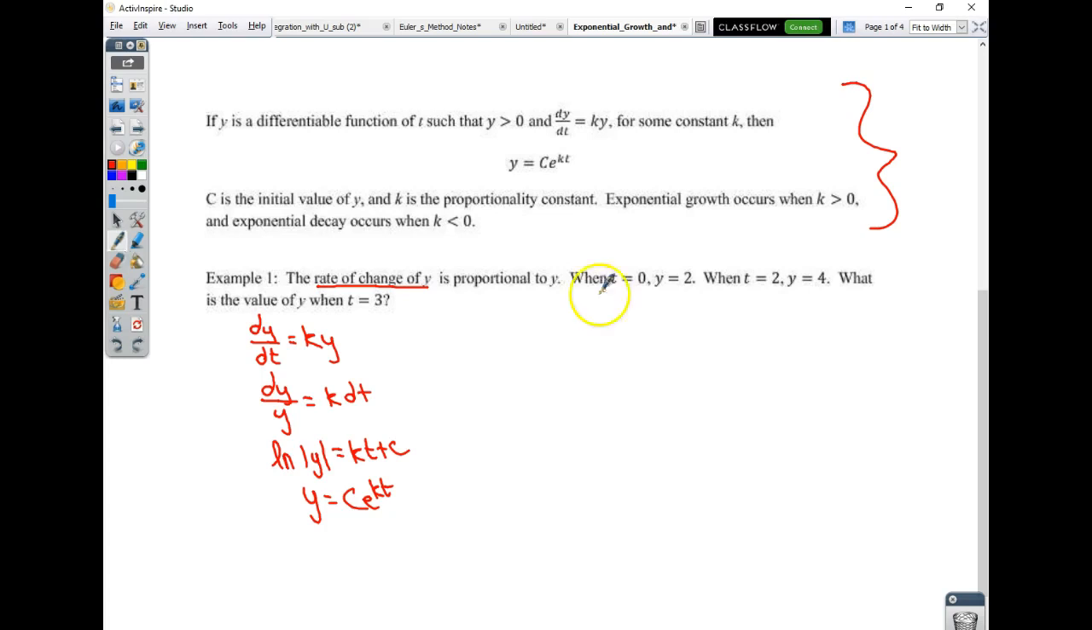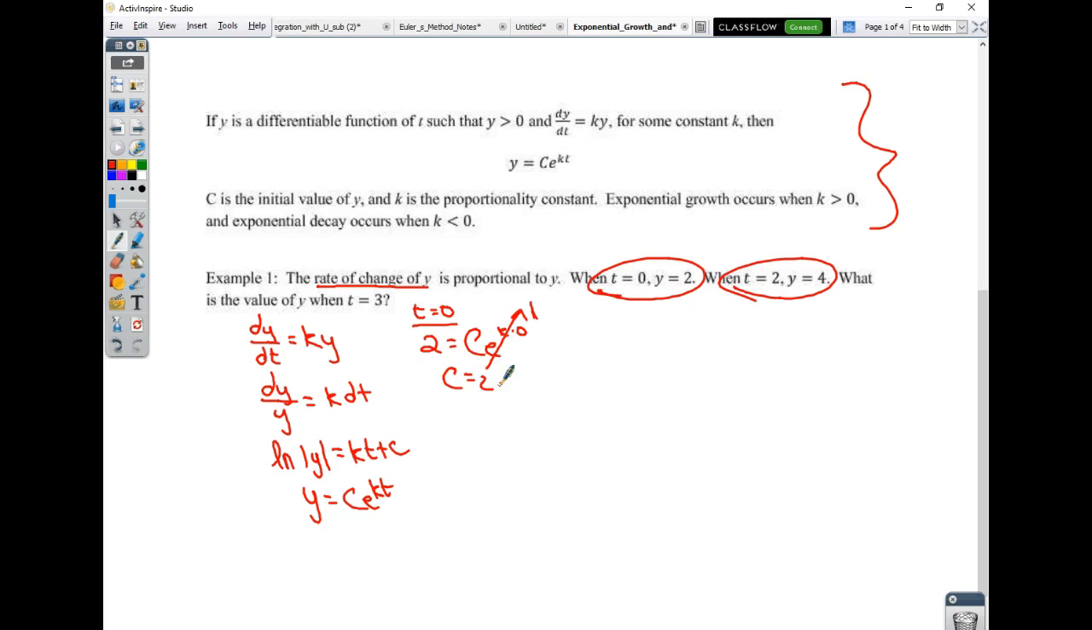I've got two sets of things. I've got when t is 0, y is 2, and when t is 2, y is 4. Which one do you probably use first? Probably the first one, because when I get a 0, everything starts canceling each other out. We like 0. 0 is good, so let's use t is equal to 0. When t is equal to 0, I know that y, which is 2, is equal to ce to the k times 0. Well, k times 0 is 0, and e to the 0 is 1. Therefore, c is fantastic. We know what c is.